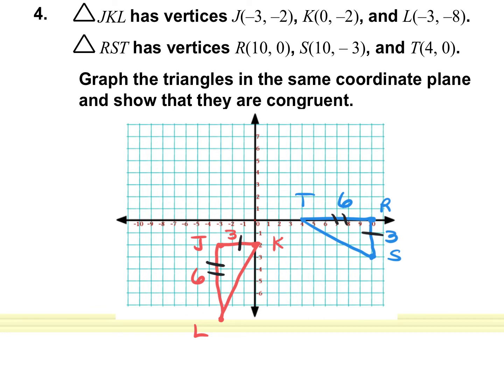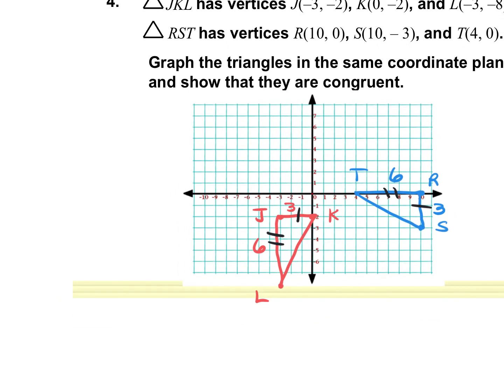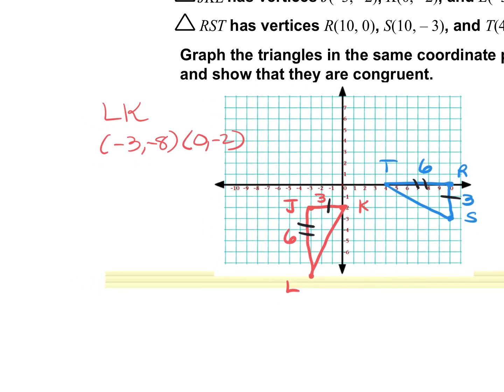So now, though, to find those diagonal lengths, KL and ST, I need to do the distance formula. So let me do LK first. My ordered pair for L is -3, -8, and K was 0, -2. I'm going to plug it into the distance formula that we learned back in chapter 1. I'm going to subtract my x's and then square that, subtract the y's, square it, and then square root.